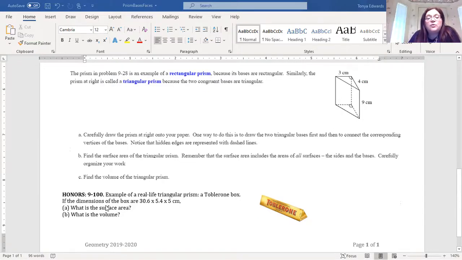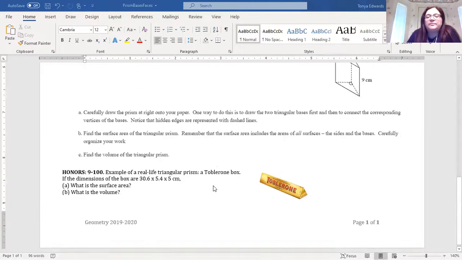And then the final question is for honor students. This is a real life triangular prism I found on the internet. Toblerone chocolate bar, which you see in the airports for some reason. Like you don't see them at Walmart, I don't know. Anyway, I pulled the real dimensions of the Toblerone box off the internet, 30.6 times 5.4 times 5 centimeters, and I need you to find the surface area and the volume, and that'll be a separate 4-point question for you.